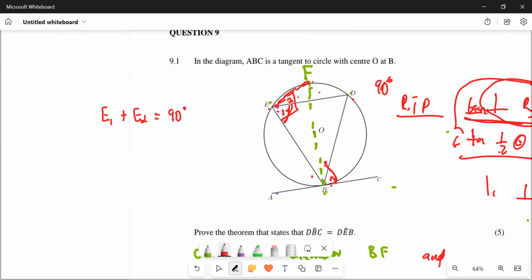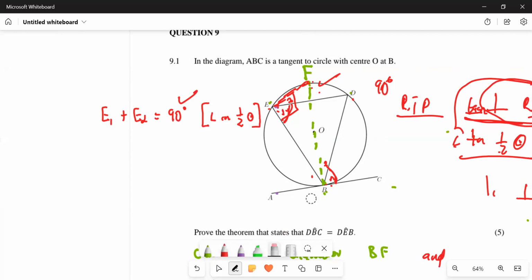Why is it 90? It's an angle in half a circle. And then I'll get a mark for this. I'll get a mark for doing the construction. So now all in all, I have 2. Okay, what else do I have?